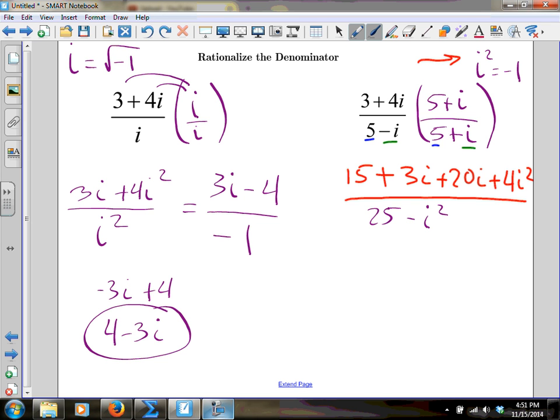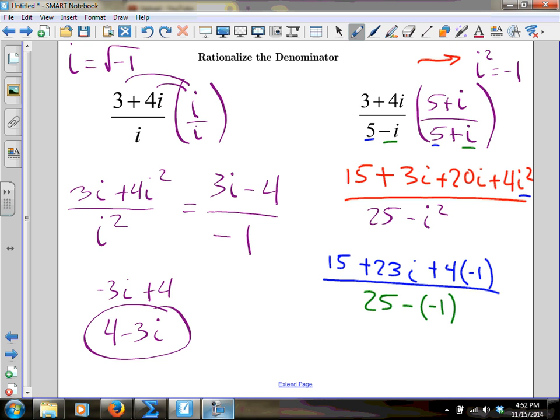I'm going to replace all of my i squareds with -1, and I'm going to combine like terms in the numerator. So I'm going to have 15 plus 23i, and now my i squared here I'm going to replace with -1, so plus 4 times -1. In the denominator, I'm going to have 25 minus -1. So, all told, this is -4, because it's 4 times -1. I'm going to have 11 plus 23i over 26.